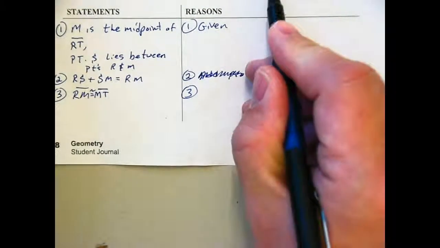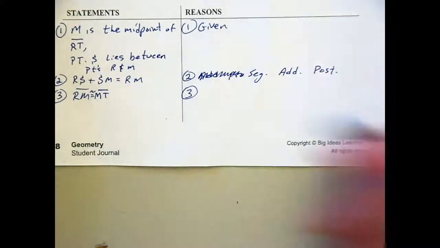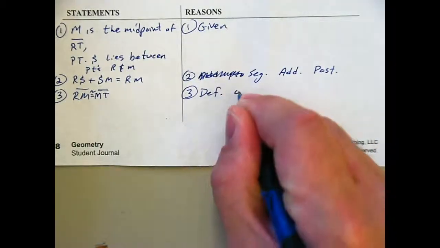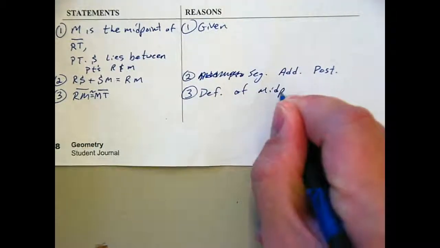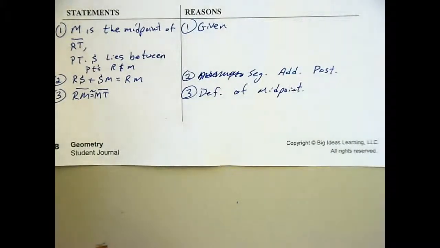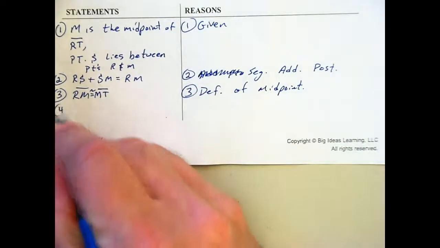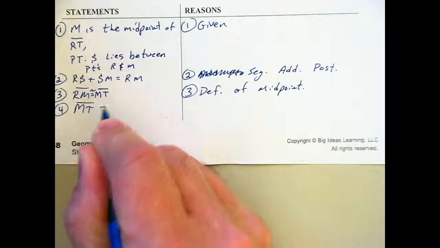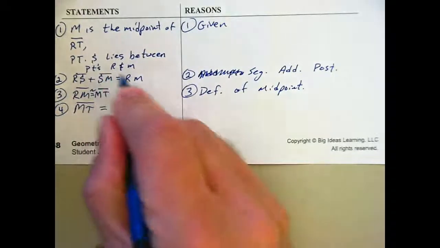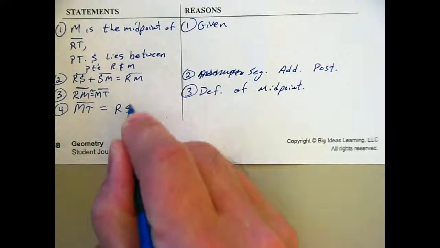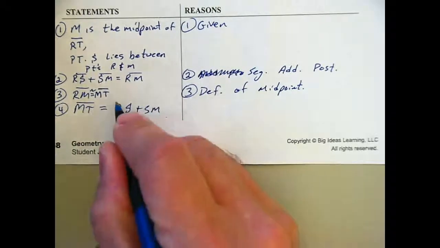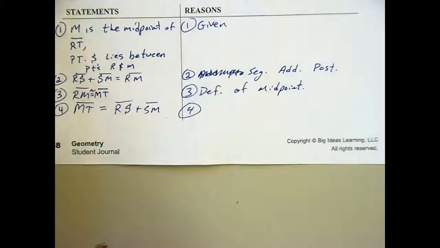Okay, hey, will the definition of a midpoint actually show that two parts are congruent? Yeah, it will. Okay, so definition of midpoint. Okay, now what? Someone besides Maddie this time. Carson? MT is equal to RS. Well, how do you get that? Where did you substitute?